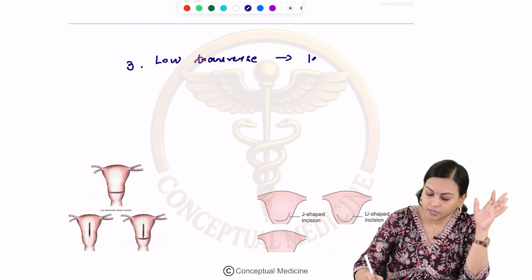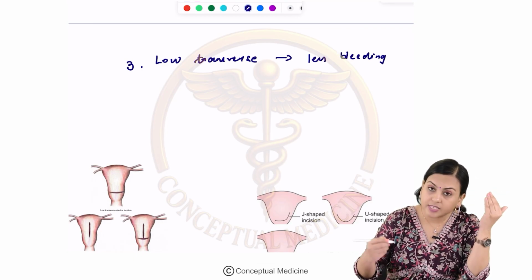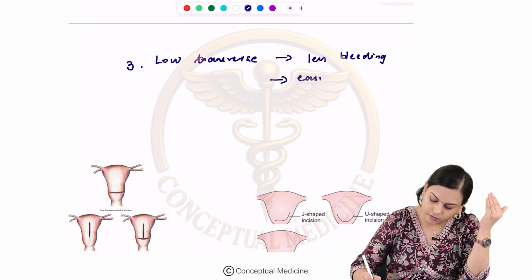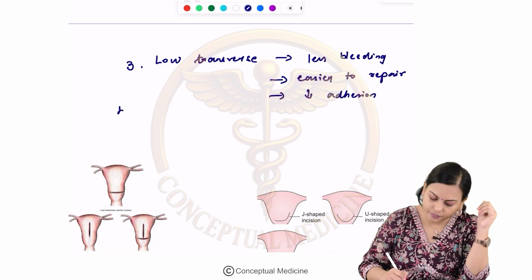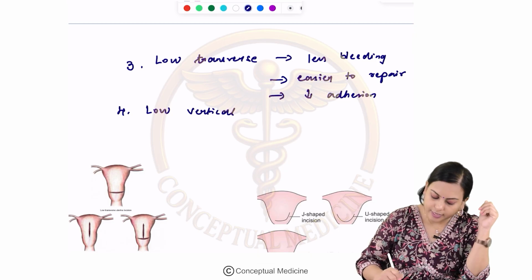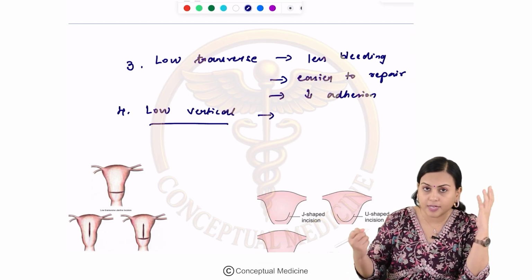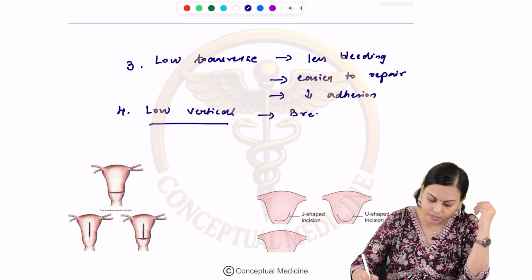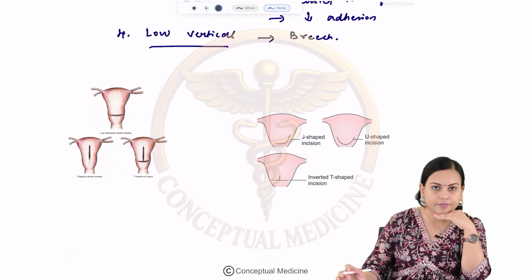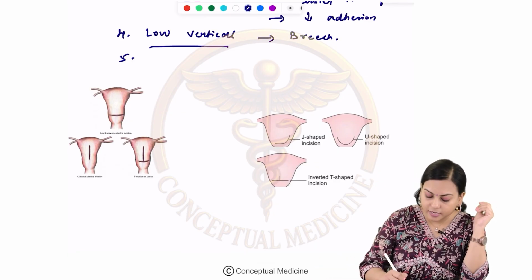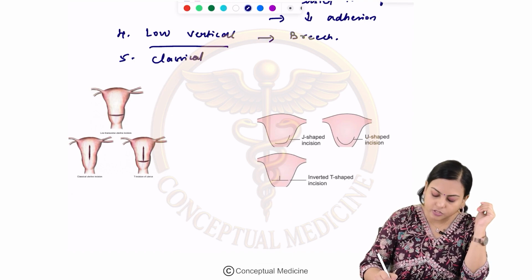Okay, because it causes less bleeding, it is easier to repair, and it causes less adhesion formation. Clear? And then low vertical incision can be used if any complications are anticipated. For example, in breech. Okay, complication with the extraction we can say. Okay, and another type of incision we can give is a classical Cesarean incision.